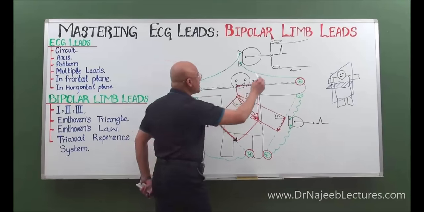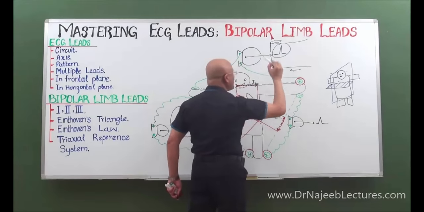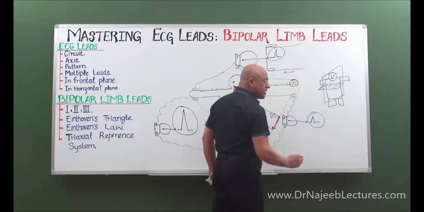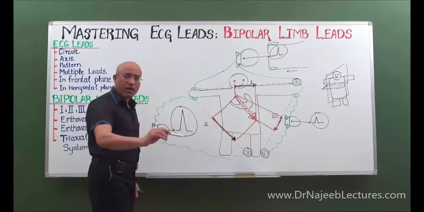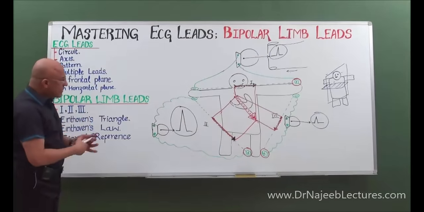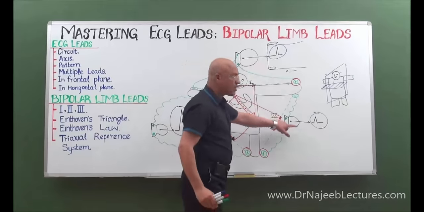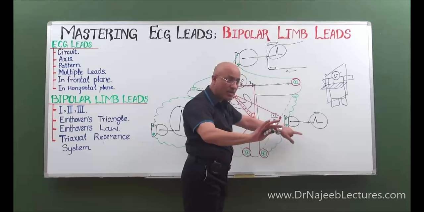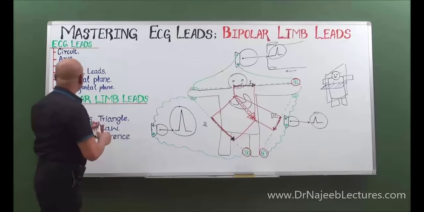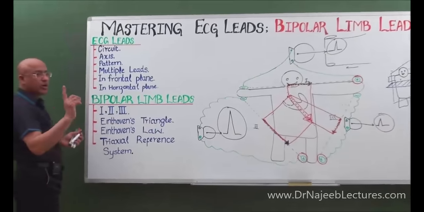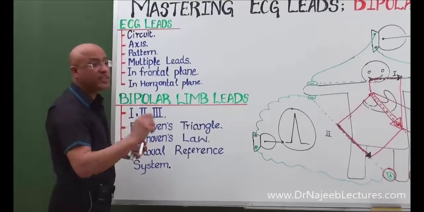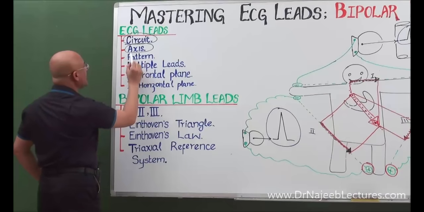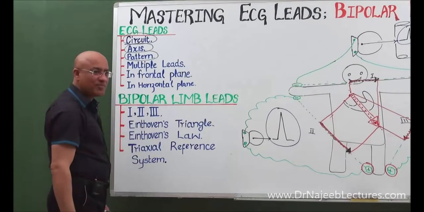Now come back here. This is the pattern which is recorded by lead number 1, and this is the pattern recorded by lead number 3. Is that right? Yes. Now, these three patterns are recorded by the bipolar limb leads. Is it clear? Now, you must know the difference. When we are talking about a specific ECG lead, you should know what is the circuit of the lead, what is the axis of the lead, and what is the pattern of the lead.